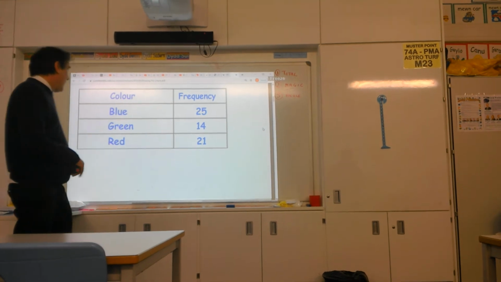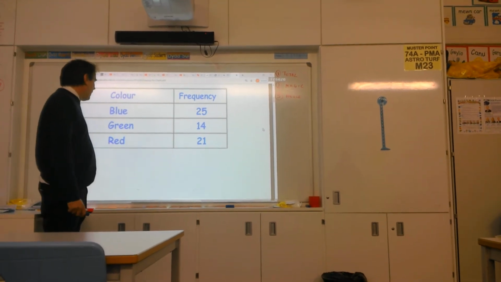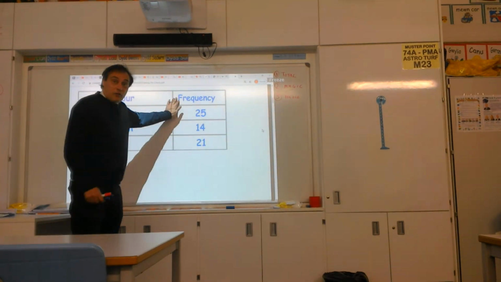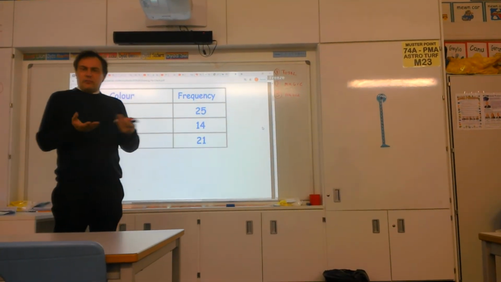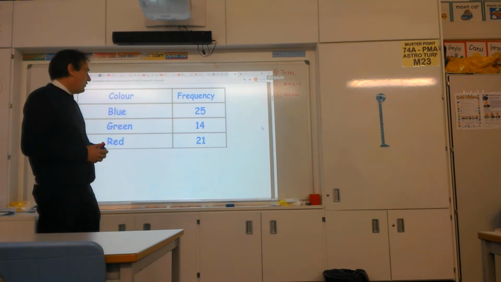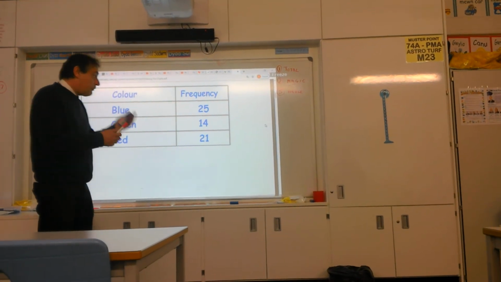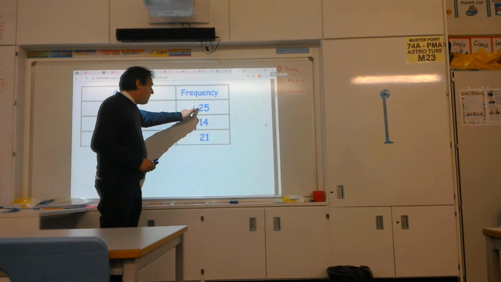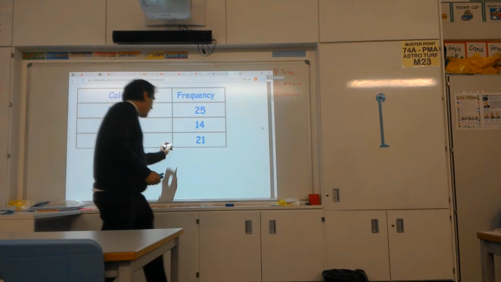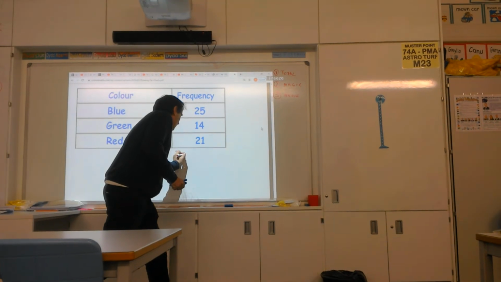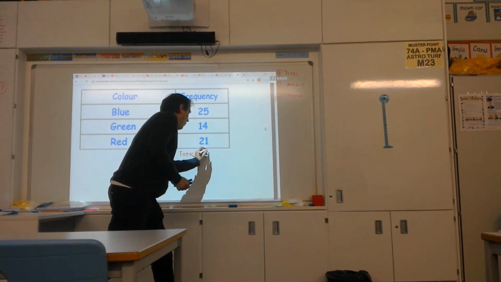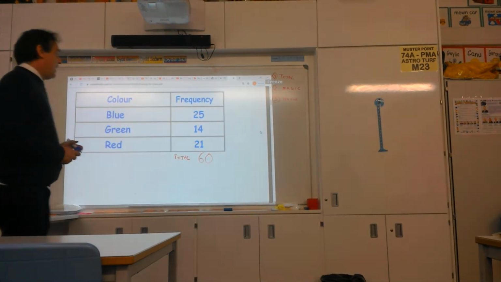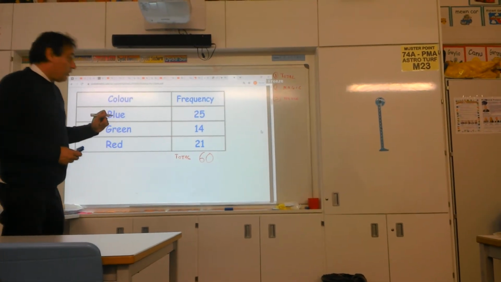So we've got a chart here saying about colours, blues, greens and reds, and also frequency. Now frequency, if we can remember, means basically how much there is of something. The first job we've got to do is to total the frequency. So if we add these 3 numbers together, we're going to get a total of 60. So that total's 60. Stage 1 done. So far so good.